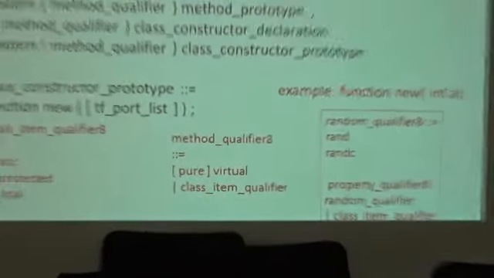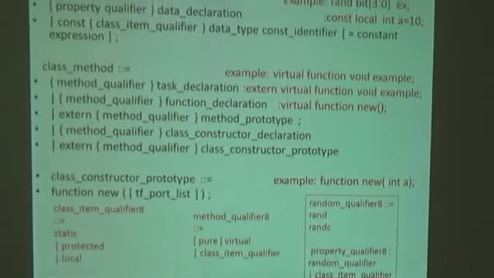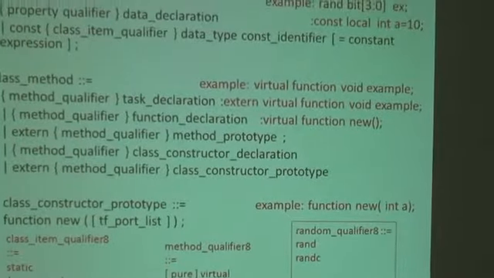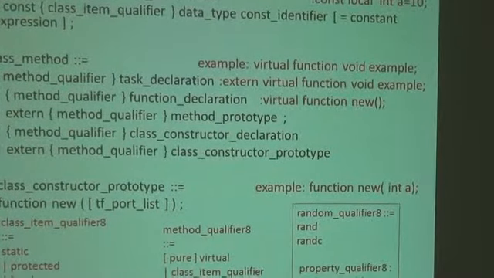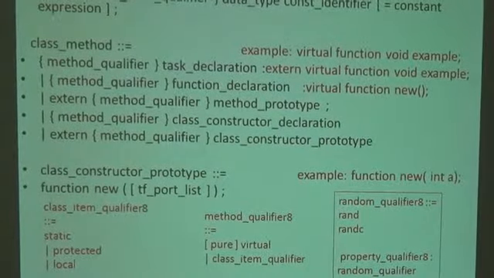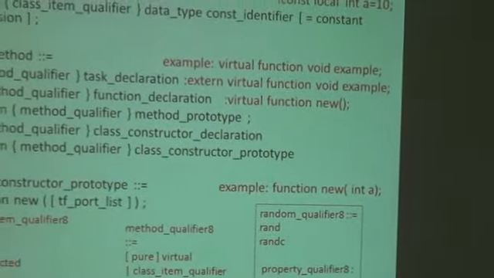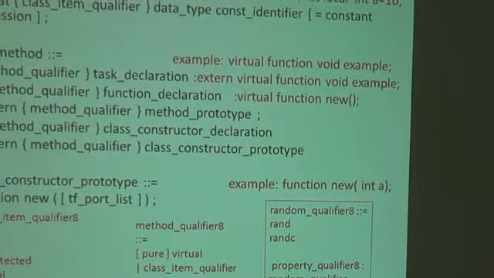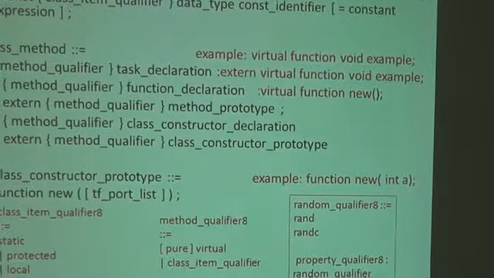Method qualifiers are pure virtual or class item qualifiers. So here I have placed it as virtual, and I have taken the function declaration void example. The third one is extern, method qualifier and method prototype. Here I have taken extern, method qualifier or method prototype.